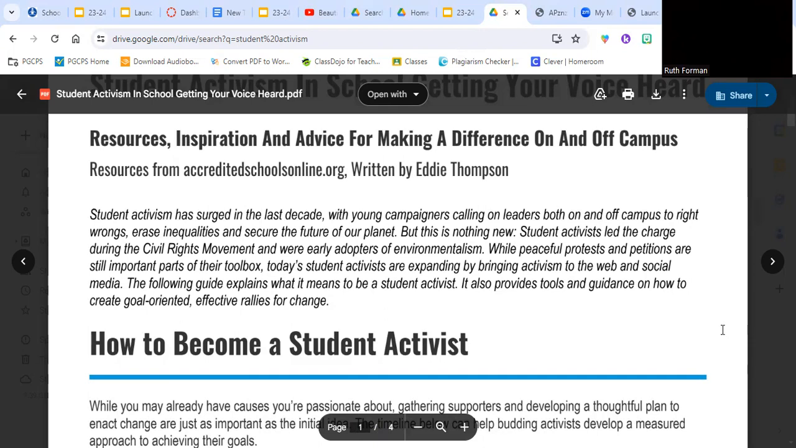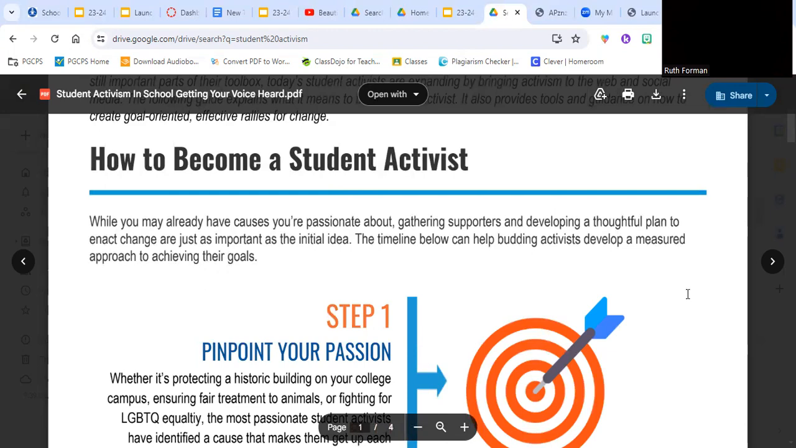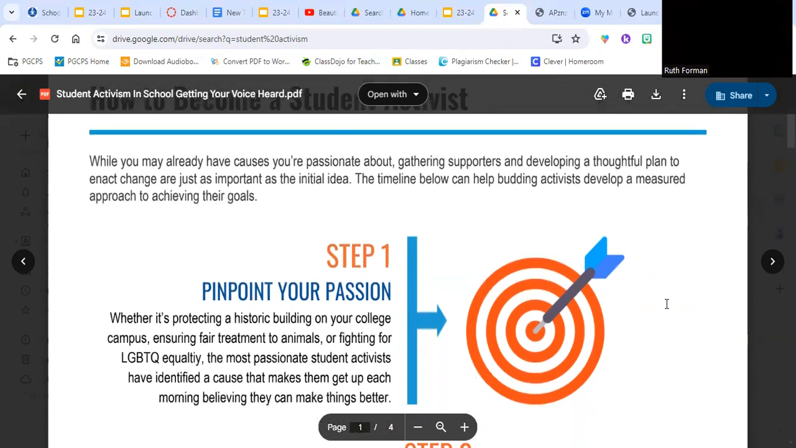The following guide explains what it means to be a student activist. It also provides tools and guidance on how to create goal oriented, effective rallies for change. How to become a student activist. While you may already have causes you're passionate about, gathering supporters and developing a thoughtful plan to enact change are just as important as the initial idea. The timeline below can help budding activists develop a measured approach to achieving their goals.